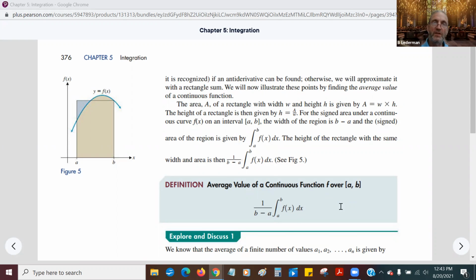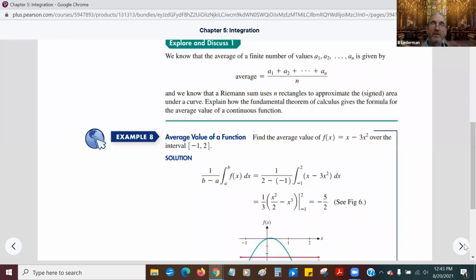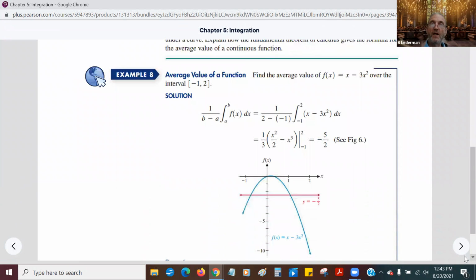Well, it's a very simple formula. It's the integral from a to b of f of x dx, so basically it's the area under the entire curve over that interval, and I'm dividing it by the length of the interval, because 1 over b minus a, that's the length of the interval, and that will give me the average value of this function, which is pretty amazing. So let's find the average value.